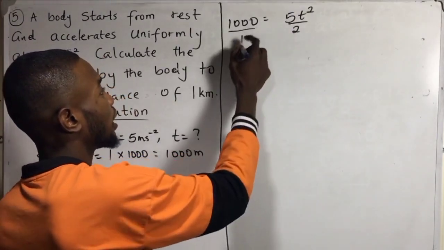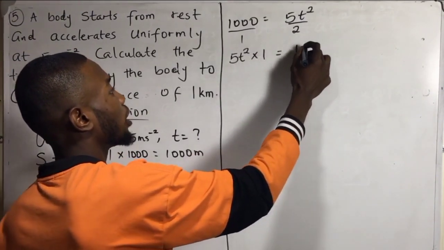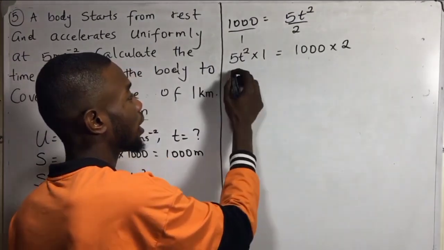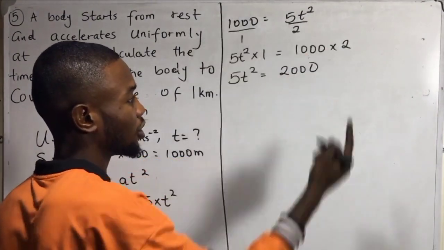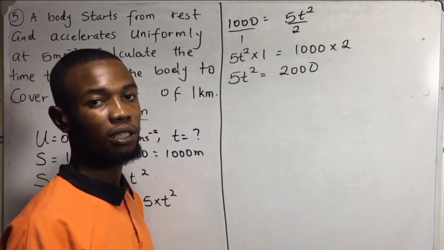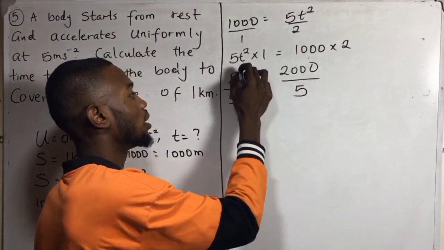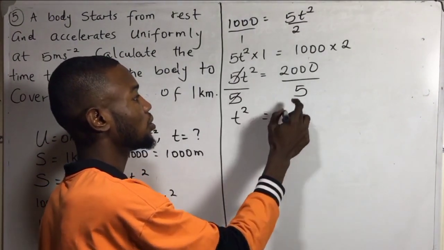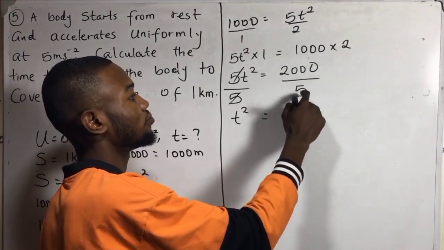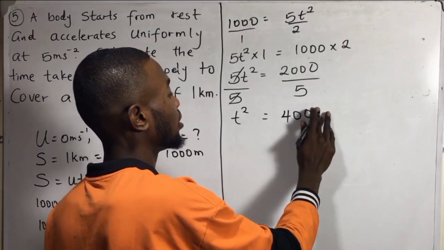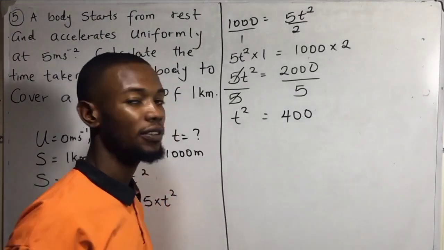So let's cross multiply. We have 5t squared multiplied by 1 equal to 1,000 multiplied by 2. Then we are going to have 5t squared equal to 2,000 when we do the multiplication. Now we are looking for t, but 5 is attached to it. We divide both sides by 5. This cancels out this. We have t squared equal to 2,000 over 5. 5 in 20 is 4, 5 in 0 is 0, 5 in 0 is 0. So we have it to be 400.